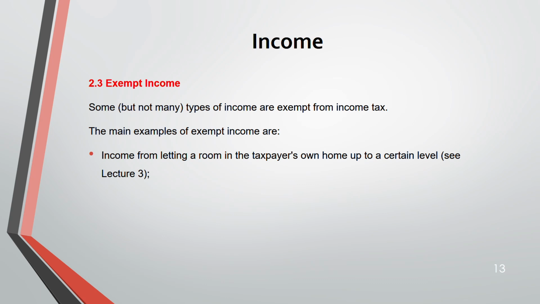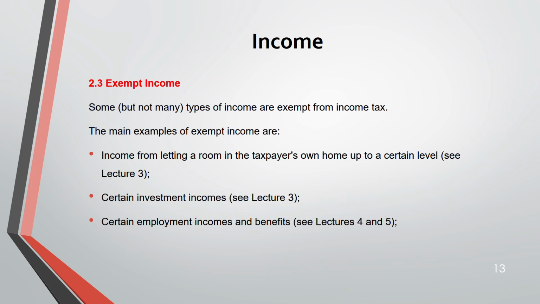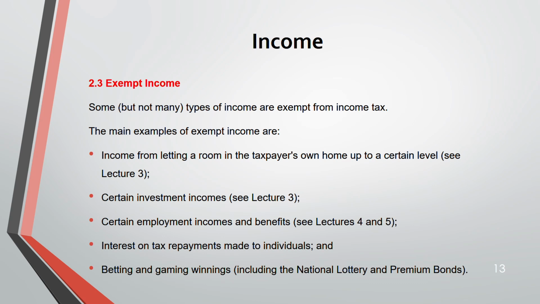Any income from letting a room in the taxpayer's own home up to a certain level. We'll see lecture 3 for this, the next lecture. What is that limit level? So if you are letting your room to someone in your own home, any income from that is exempt up to a certain level. Certain investment income are exempt. We'll see in lecture 3. Certain employment income and benefit are exempt. We'll see lecture 4 and 5. Then any interest that you have received on the tax repayment from whichever, exempt. Any income from betting and gaming, exempt.